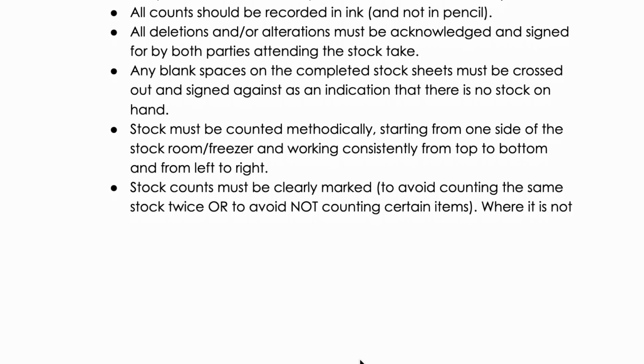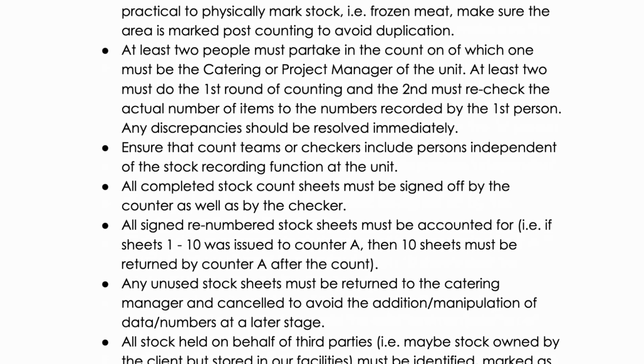Stock counts must be clearly marked to avoid counting the same stock twice or to avoid not counting certain items. Where it is not practical to physically mark stock, for example, frozen meat, make sure the area is marked post-counting to avoid duplication. At least 2 people must partake in the count, of which 1 must be the catering or project manager of the unit. At least 2 must do the first round of counting, and the second must recheck the actual number of items to the numbers recorded by the first person. Any discrepancies should be resolved immediately.